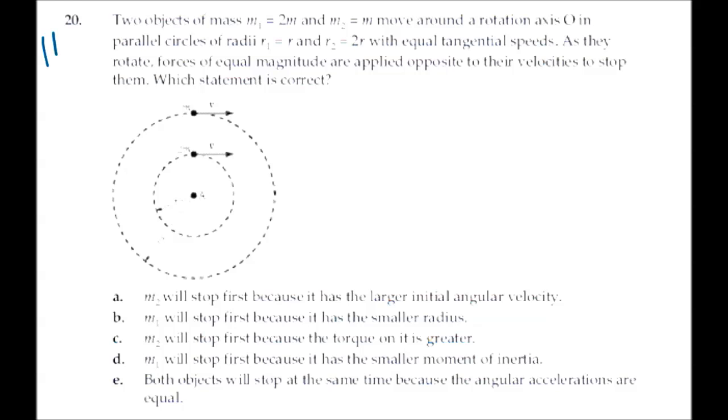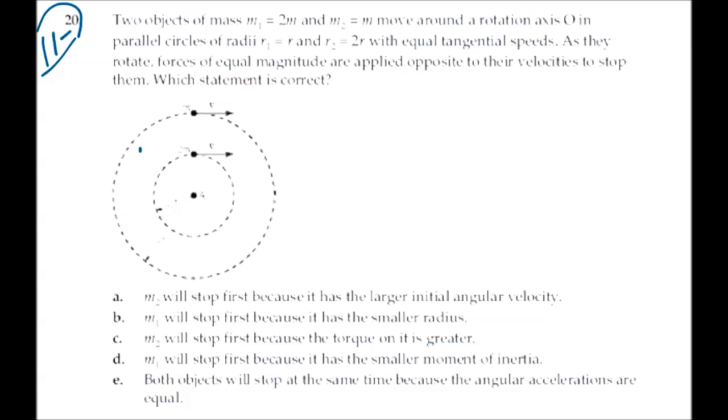Here's problem 1120. Two objects, mass m1 equal to 2m and m2 equal to m, move around rotation axis O in parallel circles of radius r1 equal to r and r2 equal to 2r, with equal tangential speeds. As they rotate, forces of equal magnitude are applied opposite to their velocities to stop them. Which statement is correct?